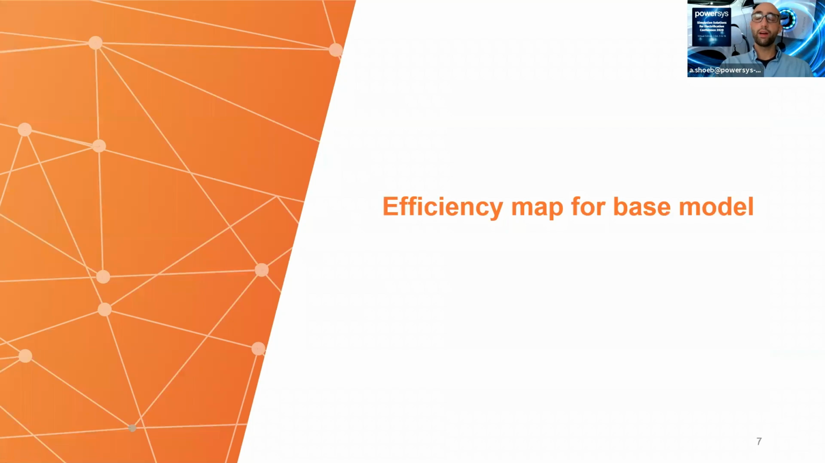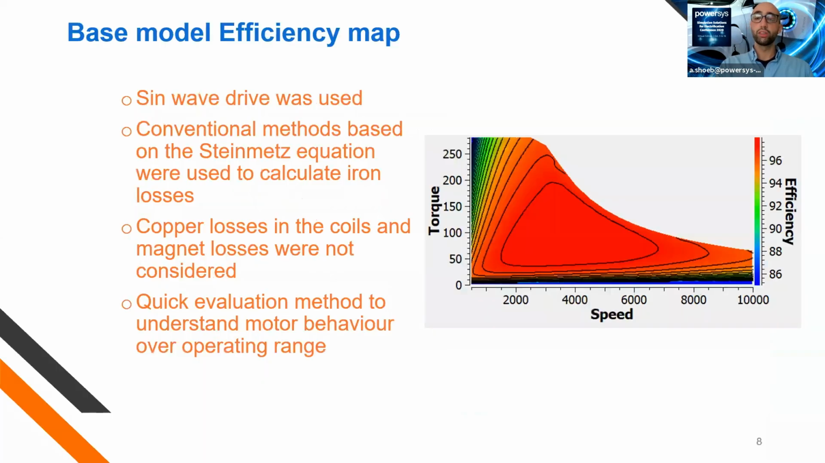So now I have my so-called base model, and I'm going to be showing its efficiency map. For my base model, I'm using a sine wave drive. I'm using conventional methods based on the Steinmetz equation to calculate iron losses. Copper losses in the coil and magnet losses are not considered in this method.